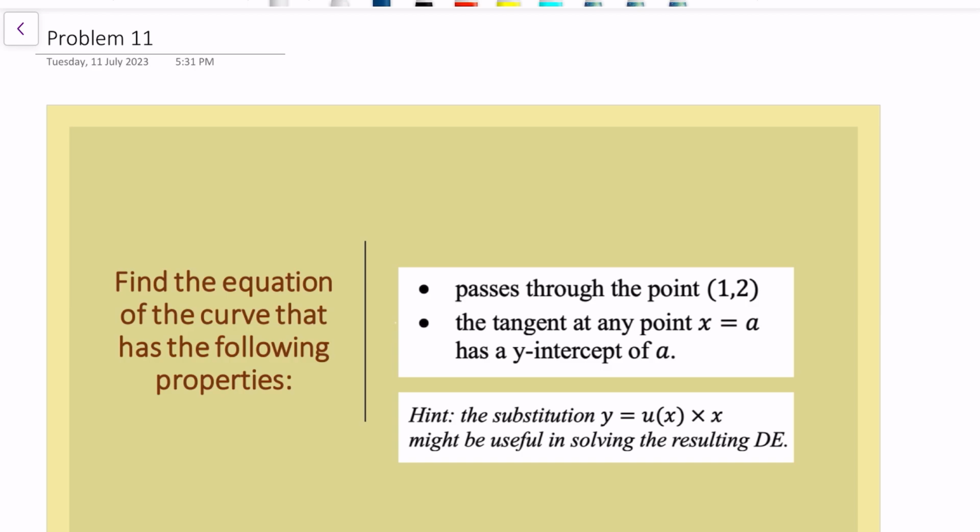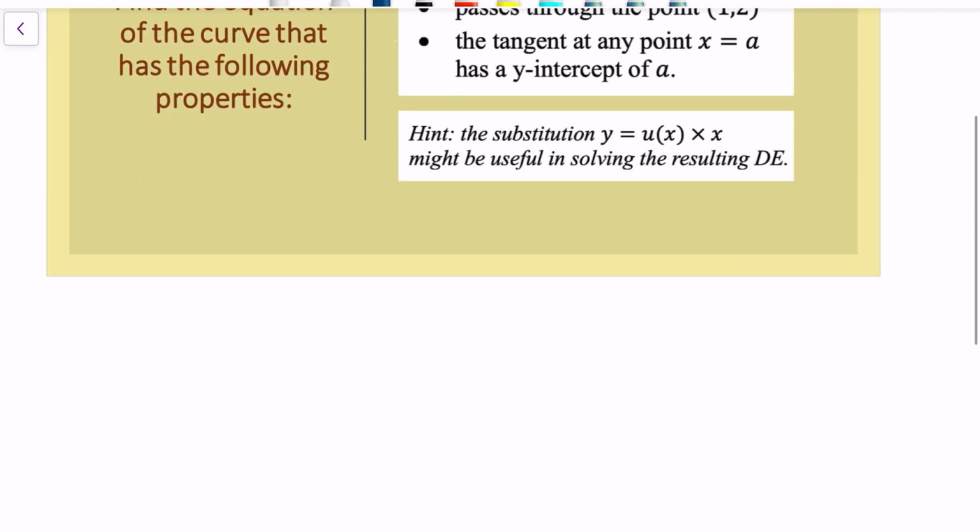It's appeared in scholarship problems before, where you make this random u times x substitution, and you substitute that product in, and it makes the differential equation turn from what is defined as a linear differential equation into something that's separable, and we'll look at that when we get there. So first up, we need to again conceptualize it.